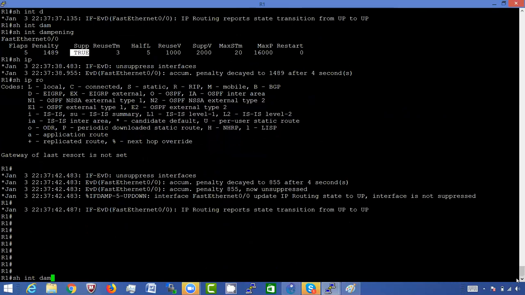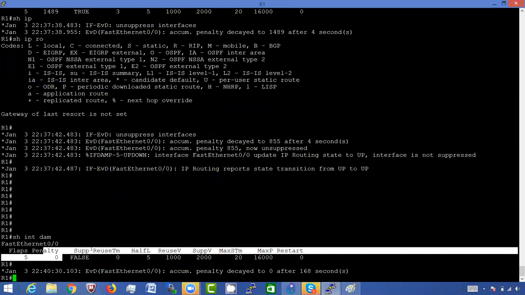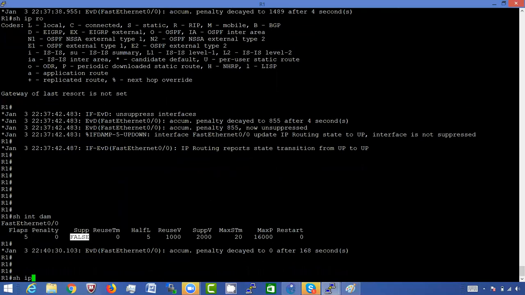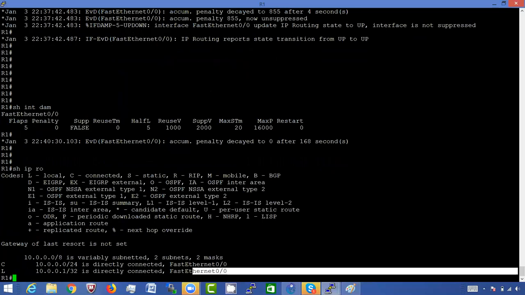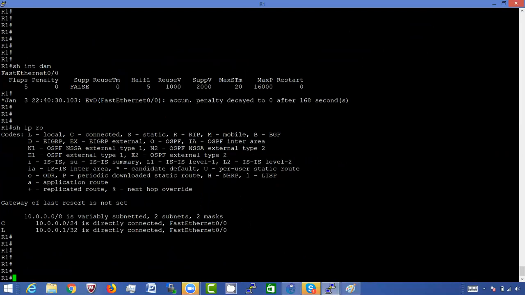So interface dampening. See, now the penalty has come to zero. The suppressed state is false, and if the suppressed state is false, that means now this router can put this interface back into its routing table. And if the interface is back, if I'm running some routing protocols, now my router can advertise this network to its directly connected neighbor. So this is how your IP event dampening feature works.